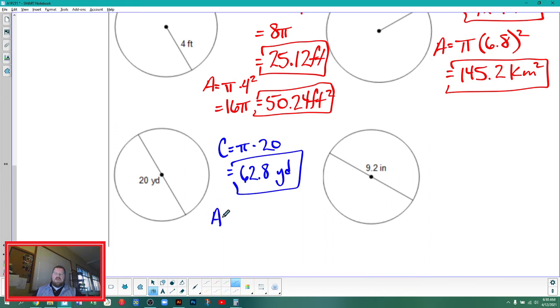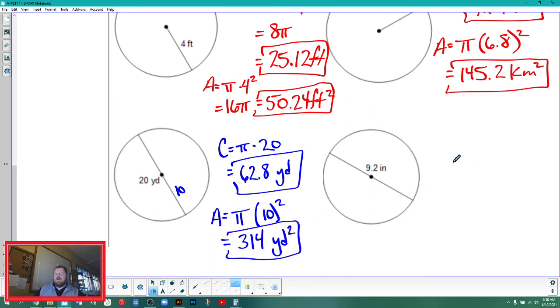The problem is for area, I'm going to need the radius. So I got to cut the diameter in half. It's 10. So 10 squared is 100. So we get 3.14 times 100 is 314. Didn't even need a calculator.